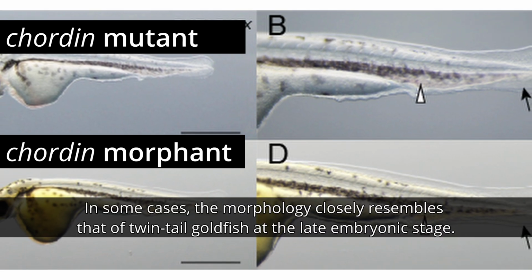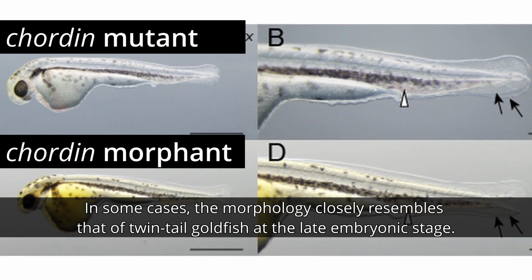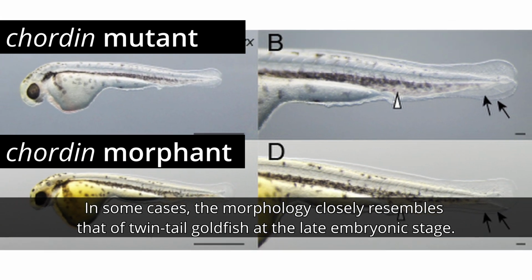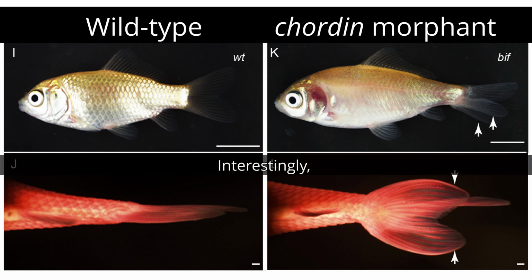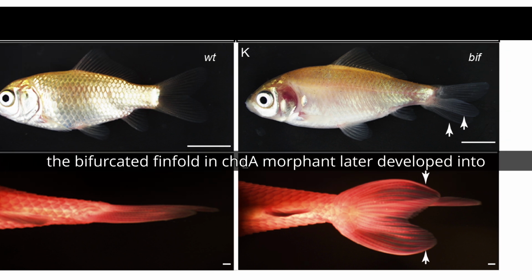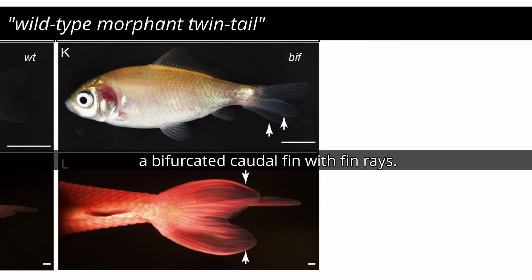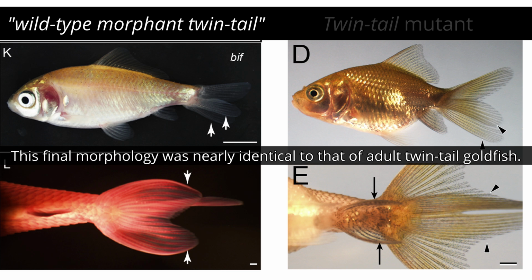In some cases, their morphology closely resembled that of twin-tail goldfish at the late embryonic stage. Interestingly, the bifurcated fin fold in coding A morphants later developed into a bifurcated caudal fin with fin rays. This final morphology was nearly identical to that of adult twin-tail goldfish.